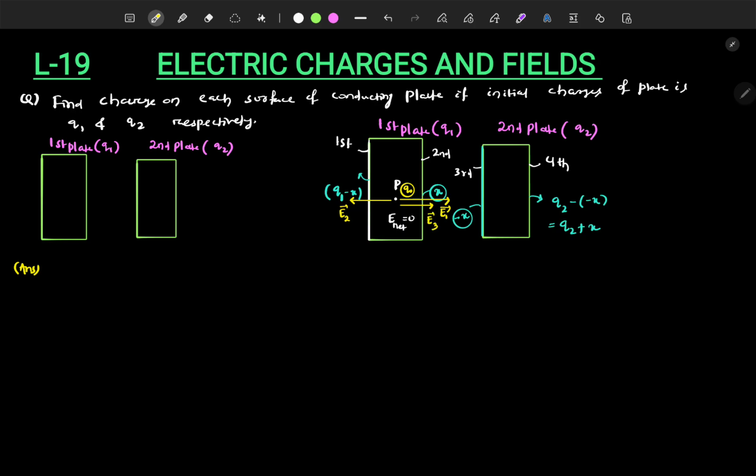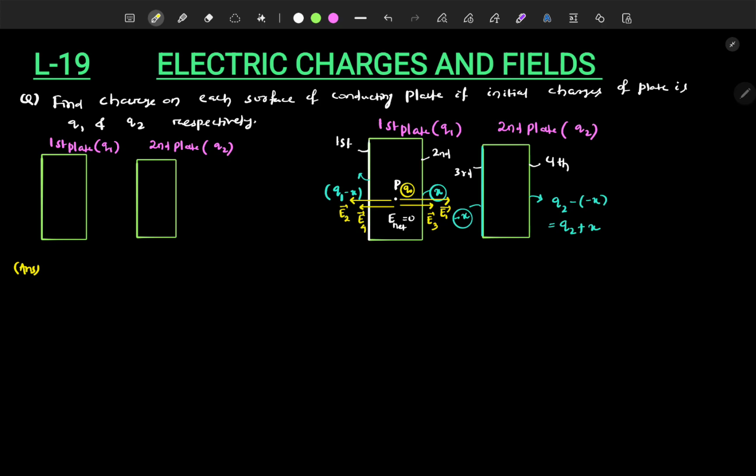Then on the fourth surface, Q2 plus x amount of charge is available. That means it will repel the Q naught charge. So this is the direction of the electric field intensity due to the charge present on the fourth surface. So E1 vector and E3 vector are in the positive x direction. E4 and E2 both are in the negative x direction.